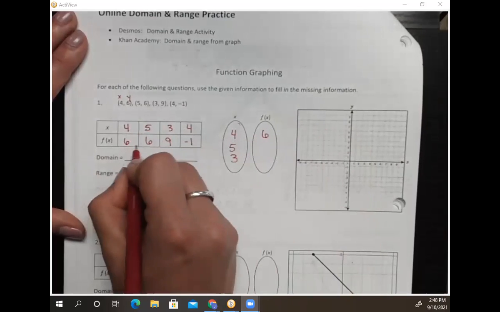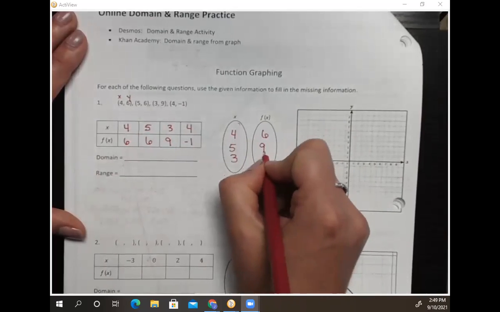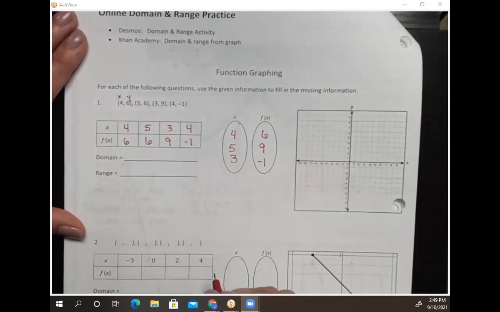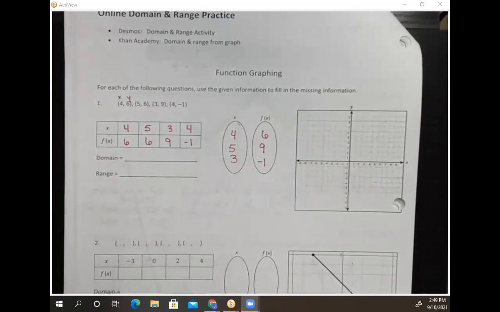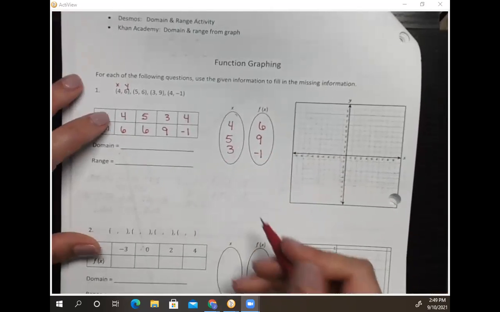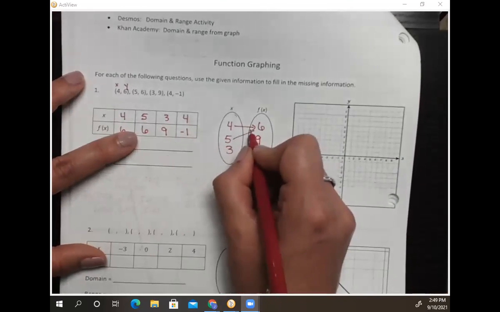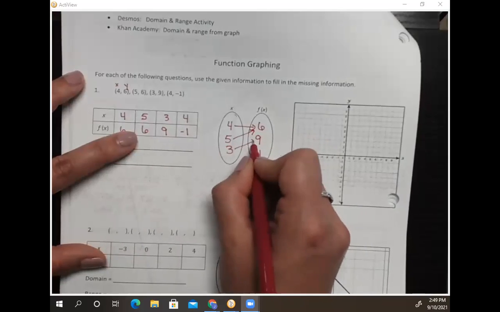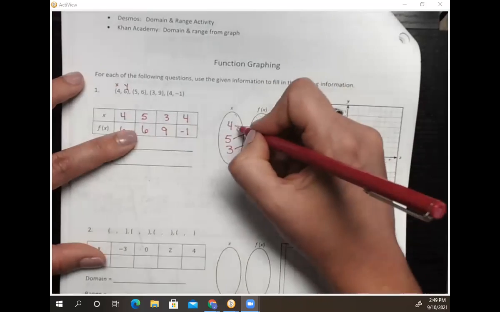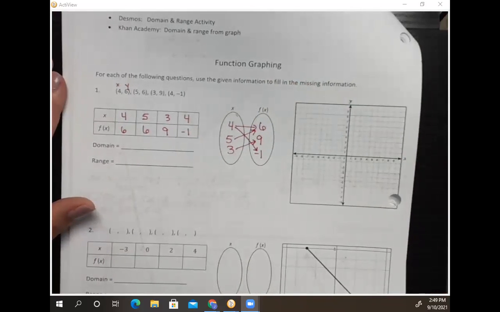6, again, it's listed twice in here. I don't need to write it twice. 9 and -1. And then the last thing I need to do is draw arrows from the input to its output. So 4 has an output of 6, 5 has an output of 6, 3 has an output of 9, and 4 has an output of -1. There's my input-output map.